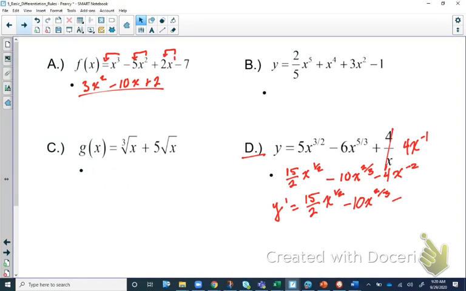So here I'm going to say minus 4 in the numerator over x squared in the denominator. And so there is your derivative on D. So at this point, pause the video, work out examples B and C, and when you hit play again, my answers will pop up and you can compare our work.